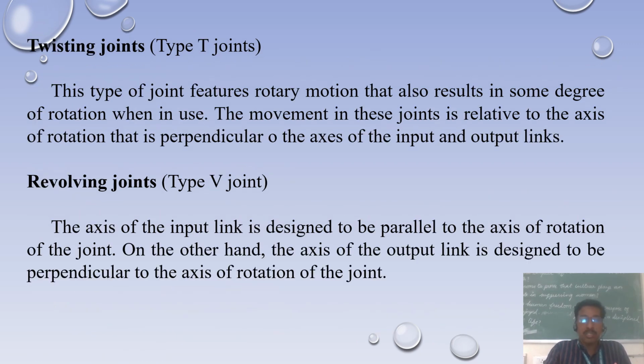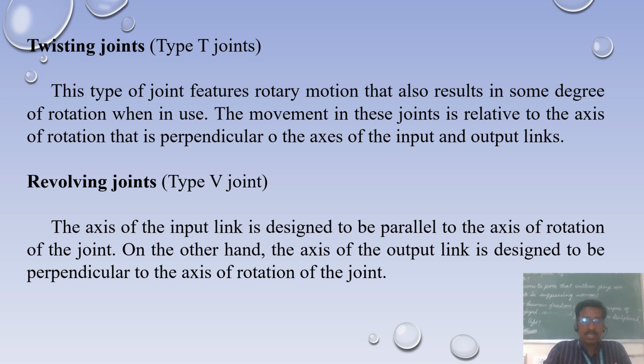So the next one is the twisting joints. It is typically a T joint. This type of T joint features rotary motion that will result in some degree of rotation when in use. The movement in these joints is related to the axis of rotation that is perpendicular to the axis of the input and output links.